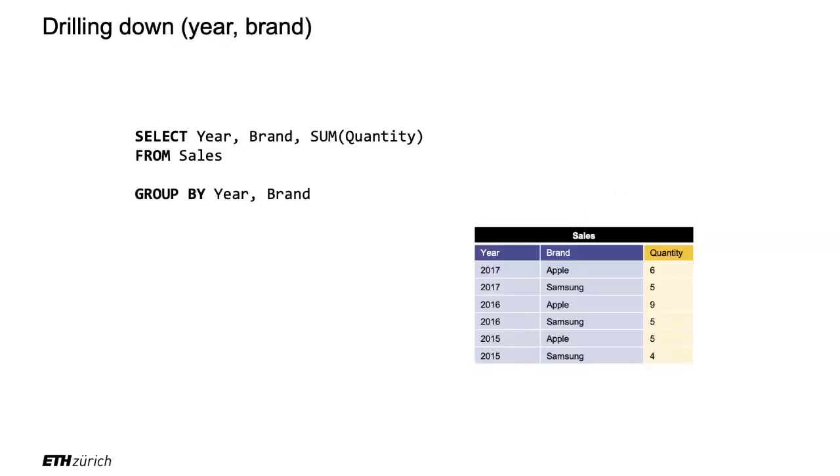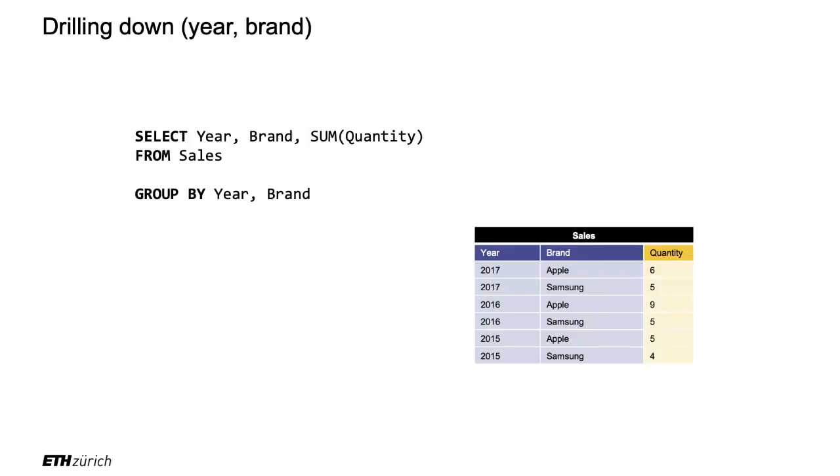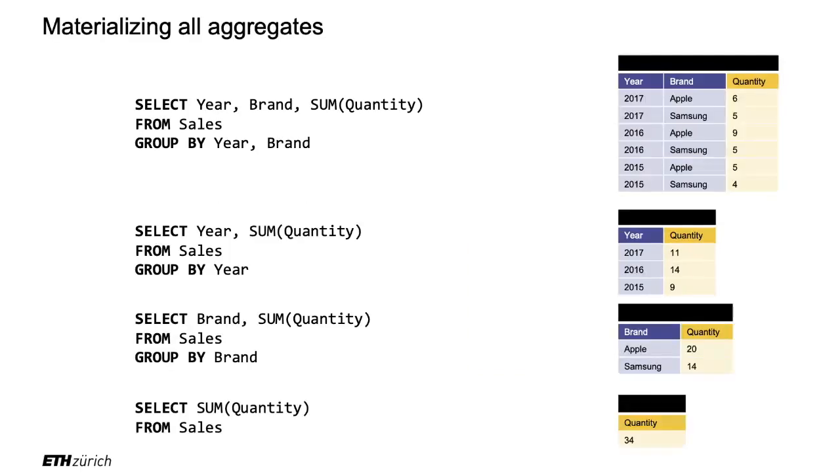Now, imagine you can drill down. If you want to drill down, for example, differently in year and brand, then you add, right? So rolling up means you remove from the group by. Drilling down means you add back to the group by. Okay? Now, here's the thing.